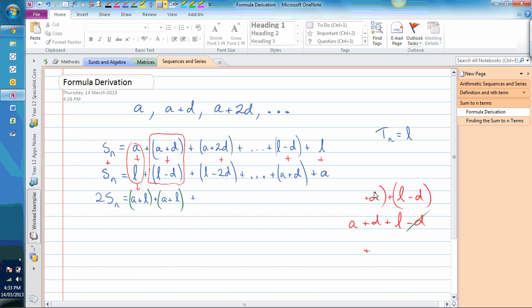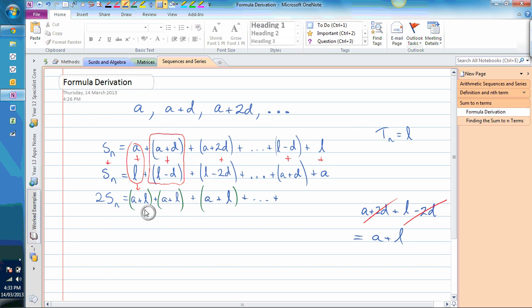Let's have a look at the next set. Look at this sum here. I'm going to have A plus 2D plus L minus 2D. Those are going to cancel out, and I get A plus L. A plus L goes here, again in brackets. You can see pretty clearly that each of these additions that I'm doing this way will result in A plus L. So that's going to keep going. I'm going to get A plus L, A plus L, A plus L. It's going to keep happening all the way up here.